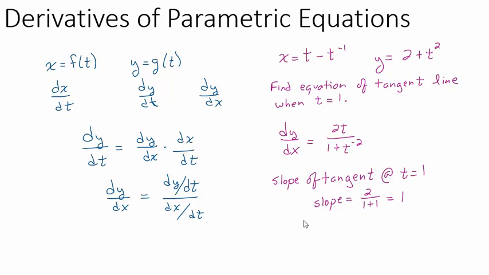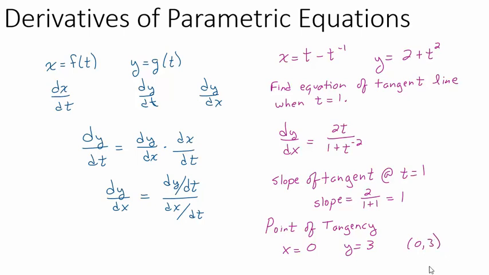so what about the point of tangency? We need some point of tangency to get our equation. So when t equals 1, all we have to do is plug 1 into our equations up here. So x is going to equal 1 minus 1 to the negative 1, that's 1 minus 1, that's 0. And y is going to equal, when t equals 1, 2 plus 1 squared, that's 3. So my point of tangency is (0, 3).